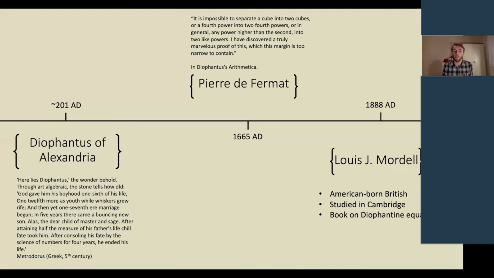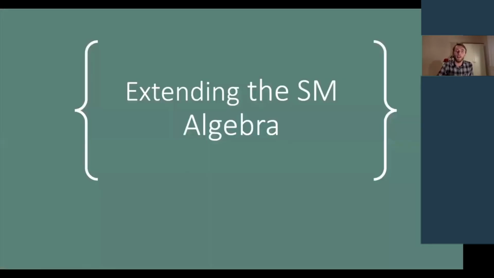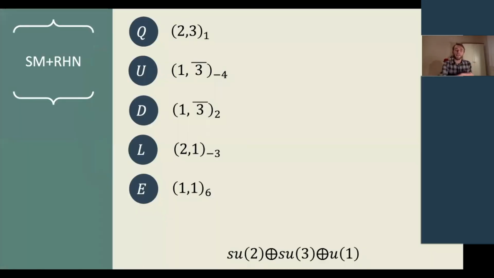Okay, so let's put our thinking caps back on, and let's look at extending the standard model algebra. We all know what the standard model is. We have an SU(2) plus SU(3) plus U(1) gauge algebra. And we have 5 species of particles. And these are our representations with respect to that algebra.